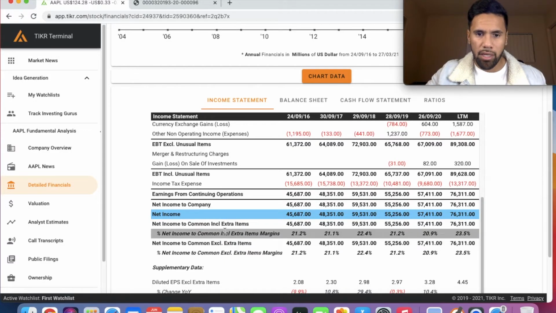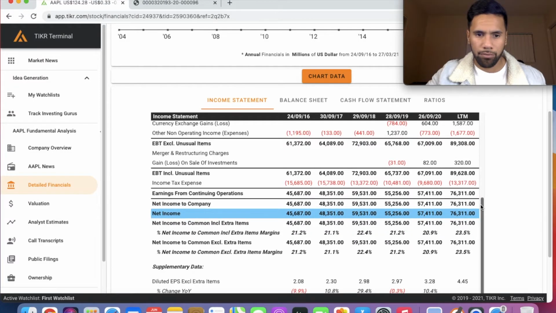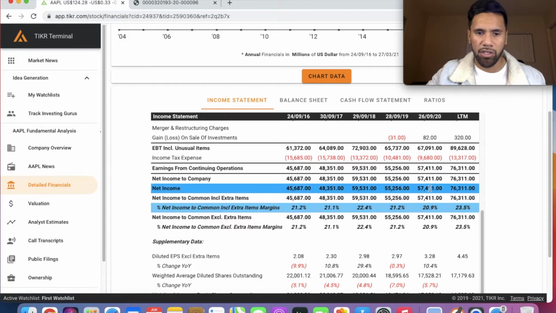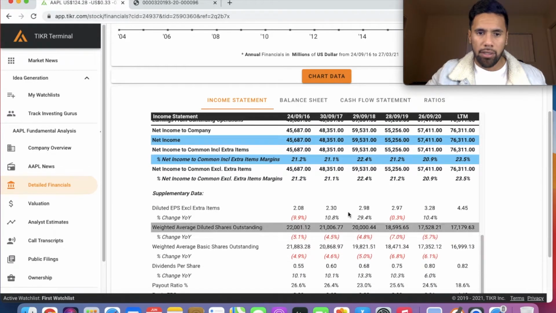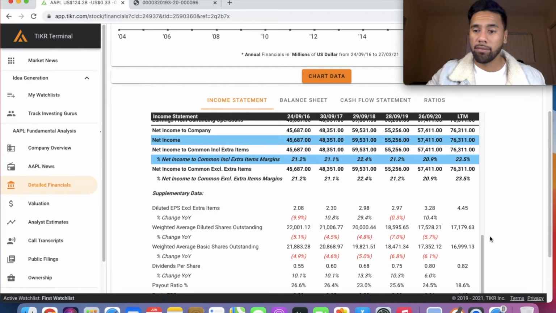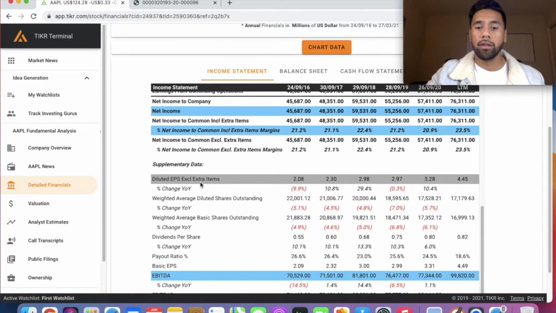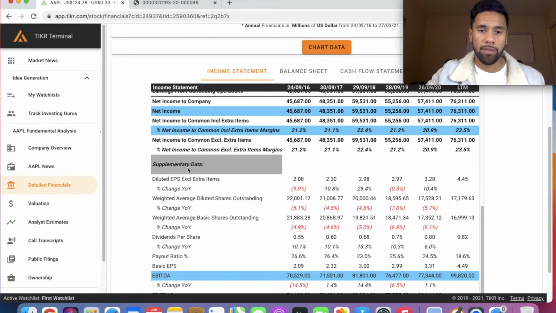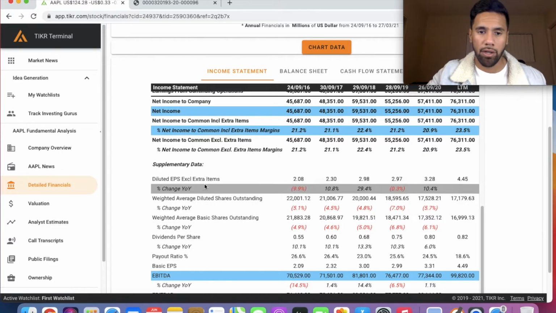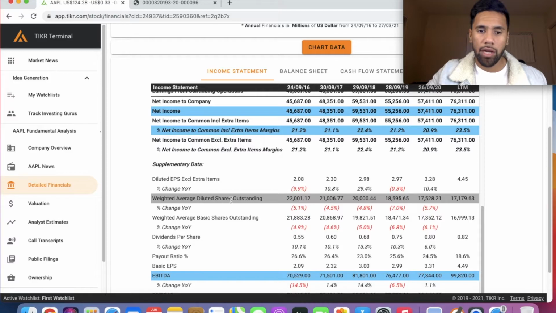So you've got net income, the margins to revenues basically, and then down here, Ticker actually adds in some extra data, right? You don't actually find these in most companies' income statements. This is just supplementary data that Ticker adds on. And then you can see here weighted average diluted shares outstanding. Again, for something like this, you want to see this number decreasing, right?